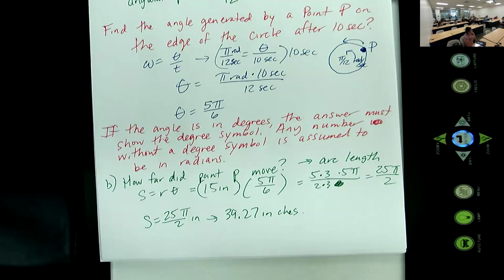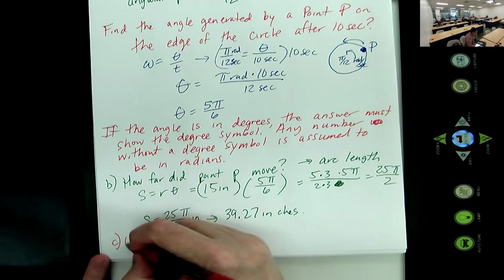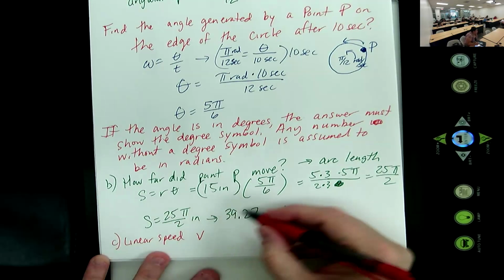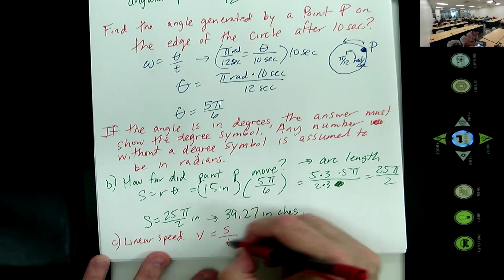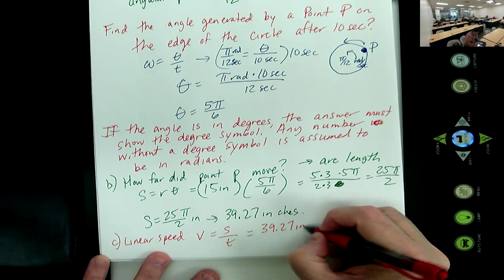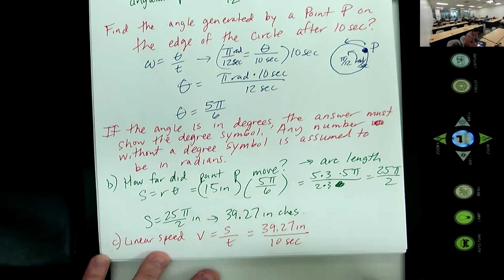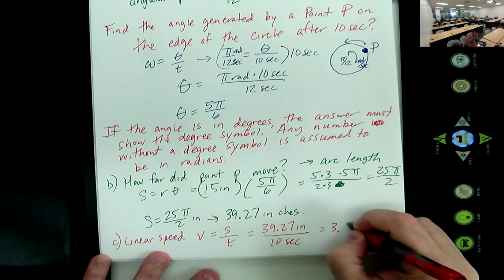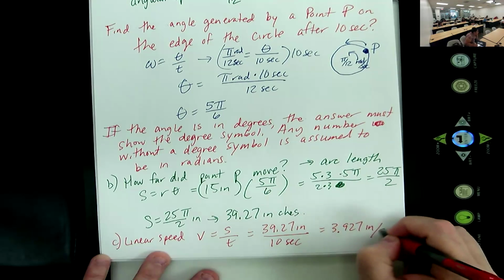And if we want the linear speed, it is 3.927 inches per second.